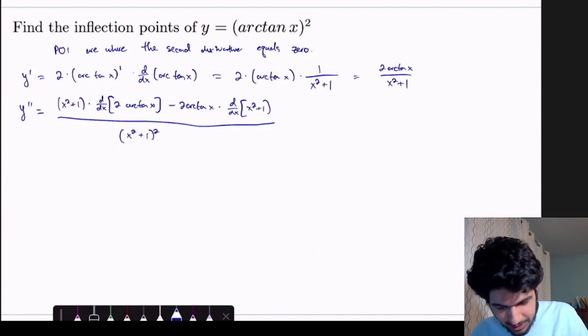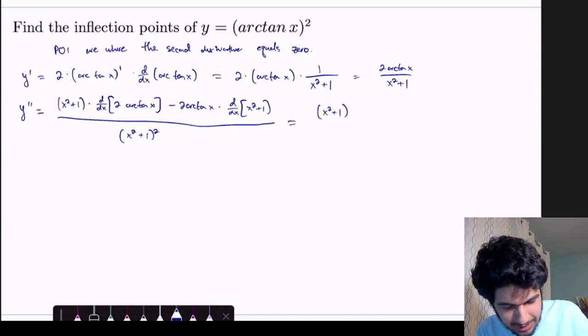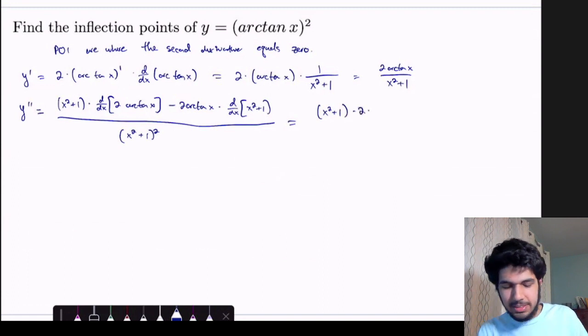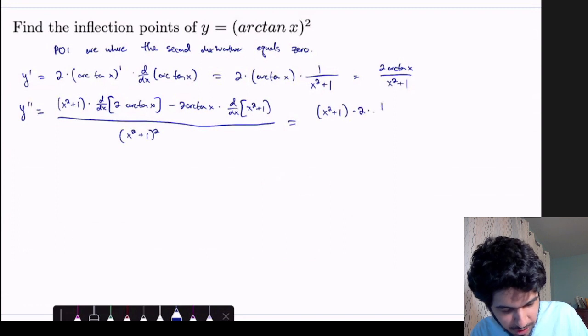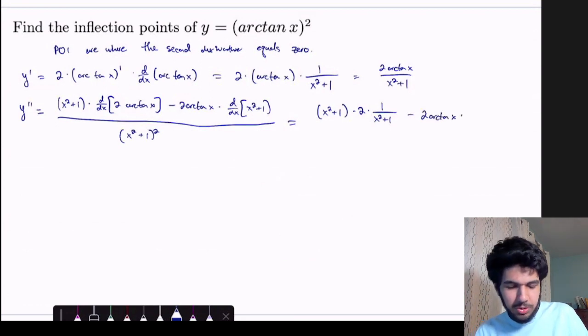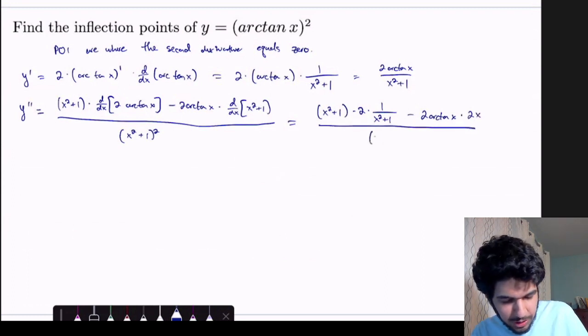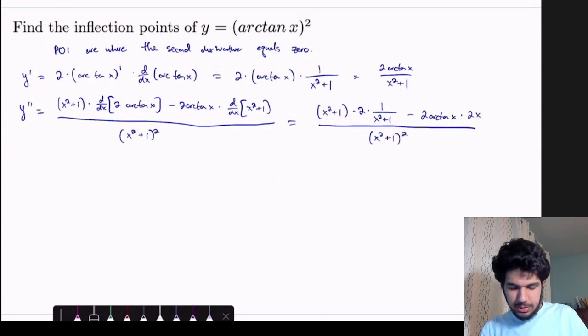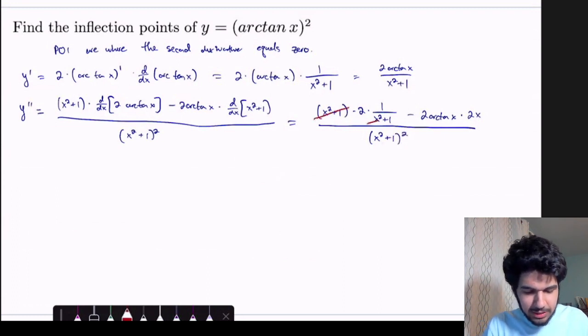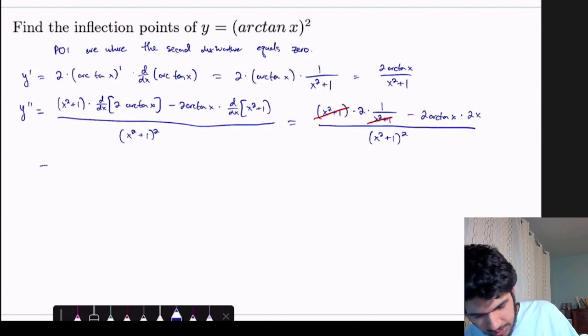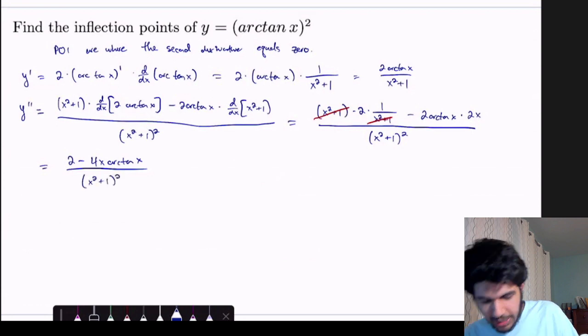Yes, that seems right. So this would be x squared plus 1 times the derivative of 2 arctangent of x, which is going to be equal to 2 times the derivative of arctangent of x, which we just said is 1 over x squared plus 1, minus 2 arctangent of x times the derivative of x squared plus 1, that's just a good old 2x. And we're dividing this all by x squared plus 1 quantity squared. And we can see that some things will cancel. This x squared plus 1 cancels nicely. So that leaves us with 2 minus 4x arctangent x divided by x squared plus 1 squared. So that's our second derivative.